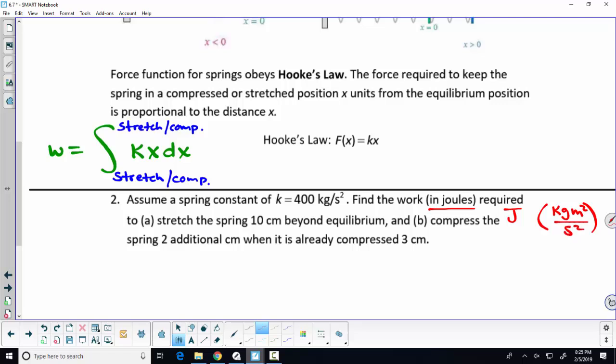So any glaring red flags in this problem? Yeah. Be super mindful of the units. We want everything in kilograms and meters, but they're giving us stretch and compression in terms of centimeters. So you want to be careful right off the bat to convert those to meters.